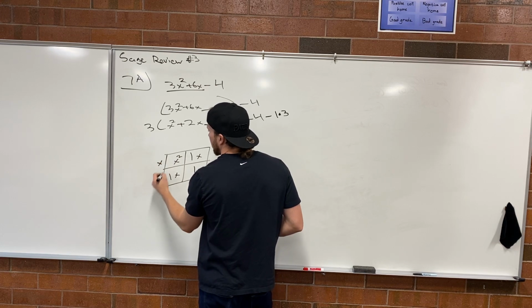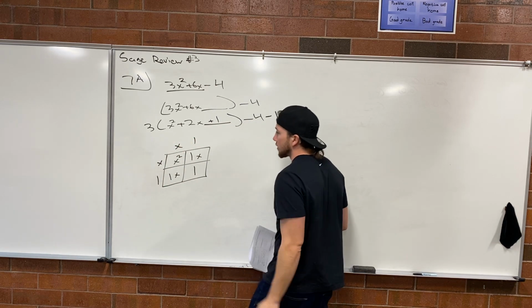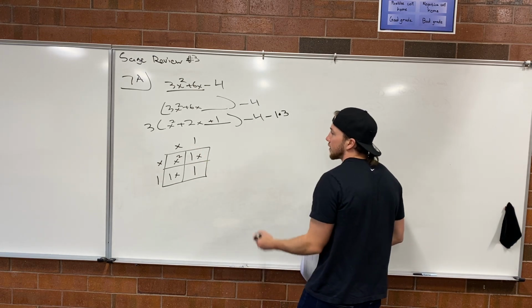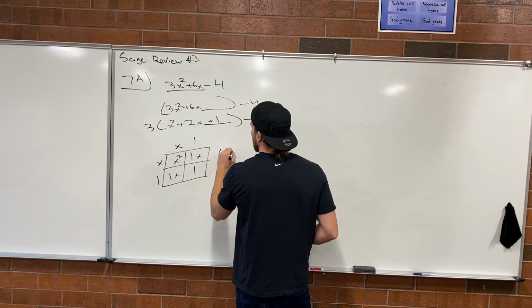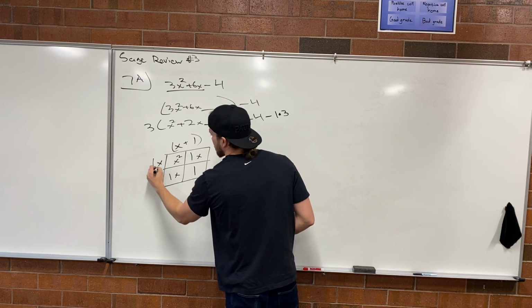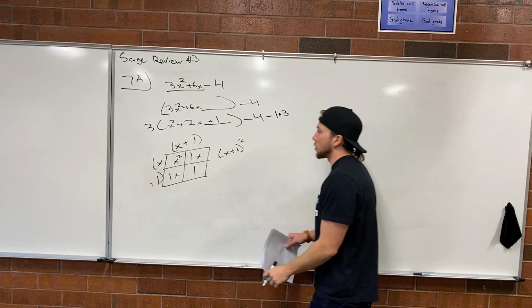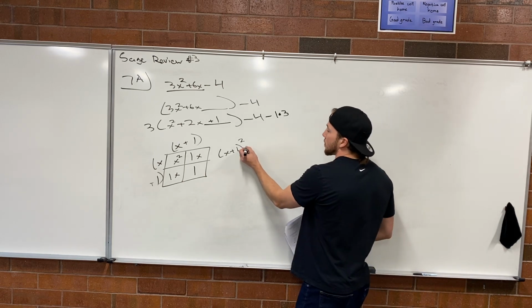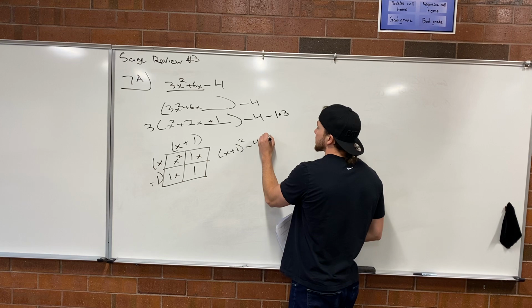x plus 1, x plus 1. Okay, I can just factor out x's here and here. I can factor out 1's here and here. So now this is x plus 1 squared. Okay, because it's x plus 1 times x plus 1. And then I finish the math out here, so this is going to be minus 4 minus 3.